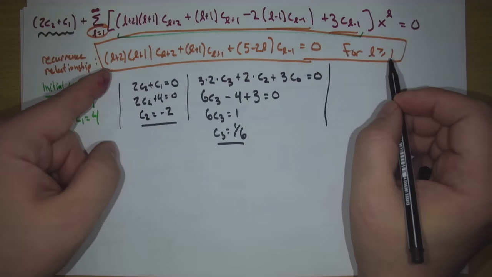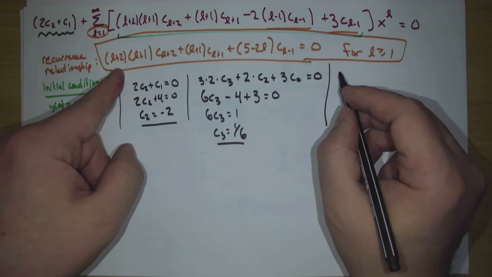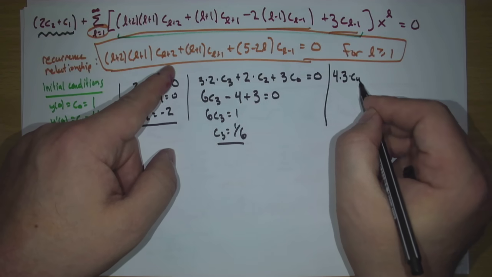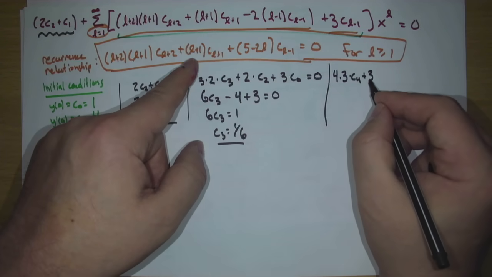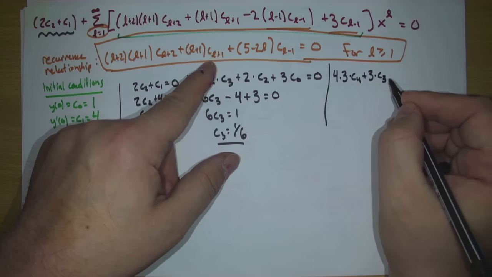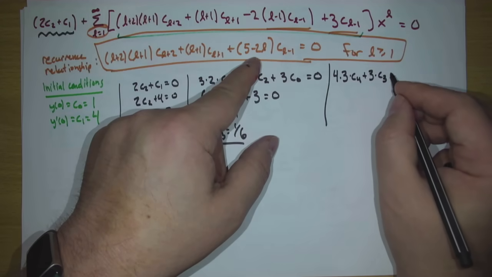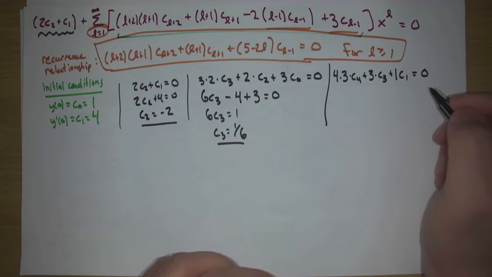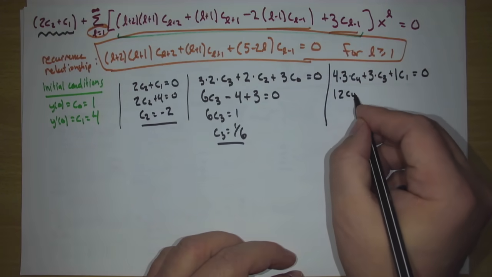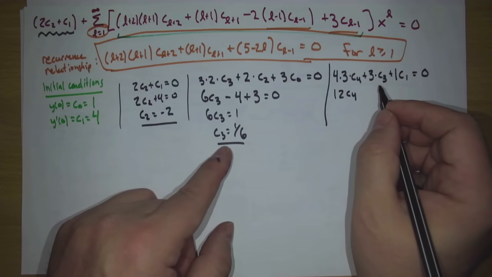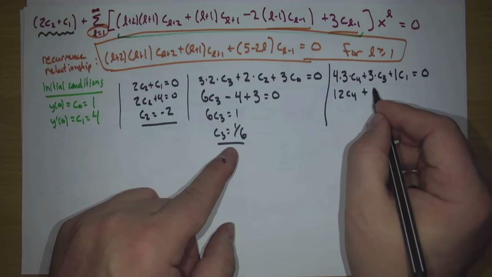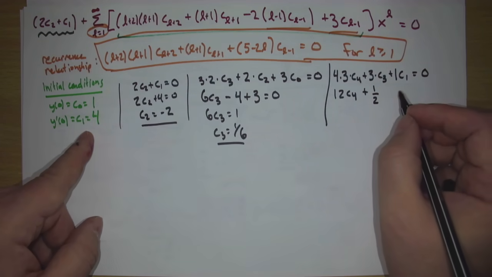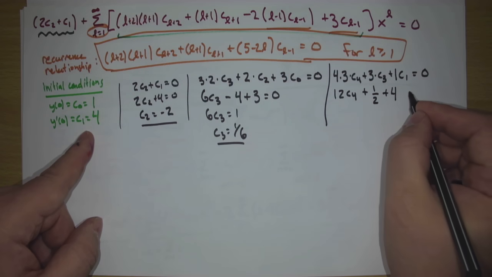Okay. Plug in 2. 2 plus 2 is 4 times 3 times C4. 2 plus 1 is 3 times C3 because we're at 2. 5 minus 4 is 1 times C1 equals 0. Okay, so 12C4 plus 3 times C3. Well, C3 is 1 over 6, so 3 times that is a half. 1 times C1. Well, C1 is 4. So plus 4 equals 0.